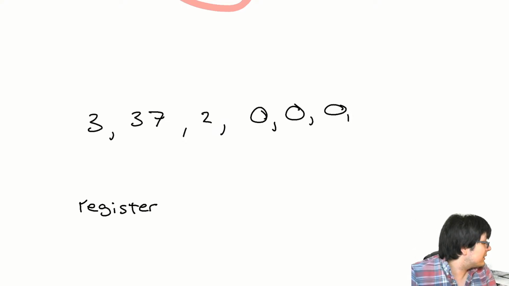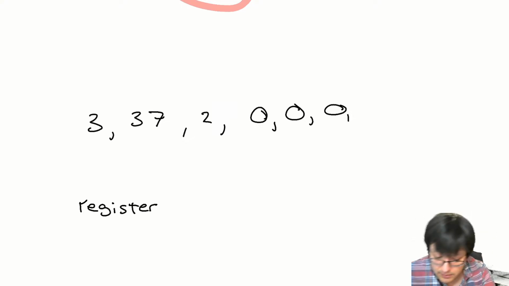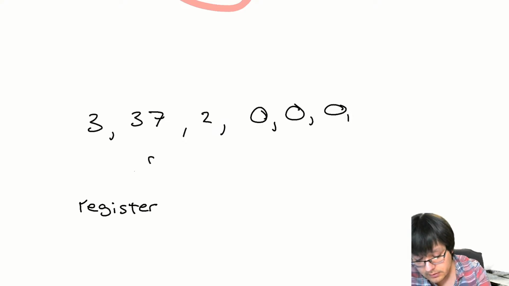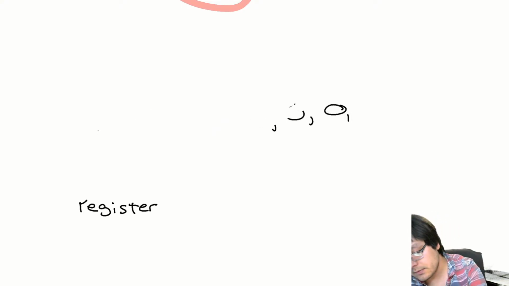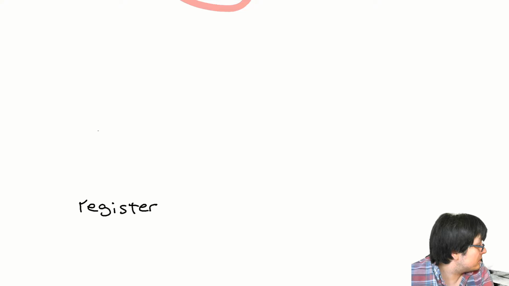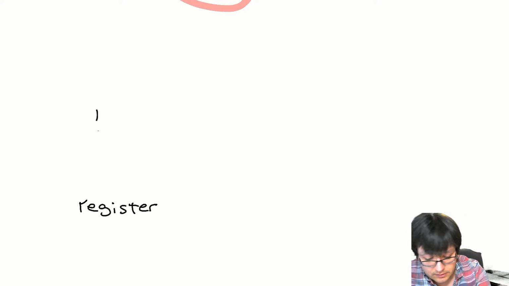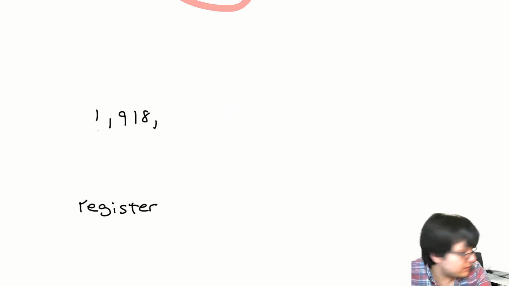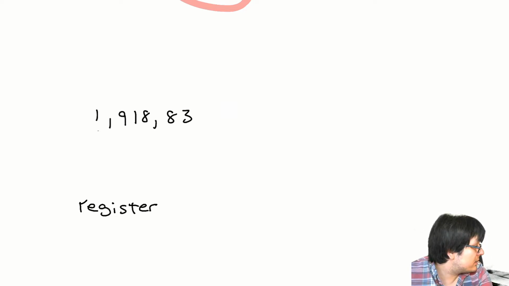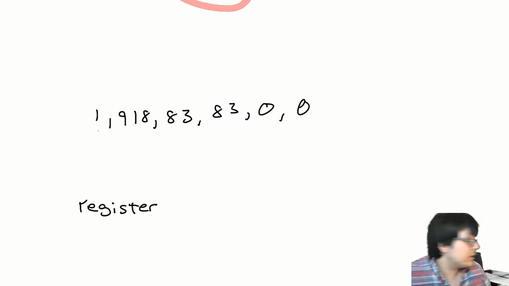Even though I have an example there, let's copy that example then, because that one's actually more meaningful. So let me copy a different set of numbers. Otherwise you get confused and I will lose you. So that would be 3. Sorry. 1, 918, 83, 83, and 0. And 0. Okay, so that's 6 numbers as we have here.